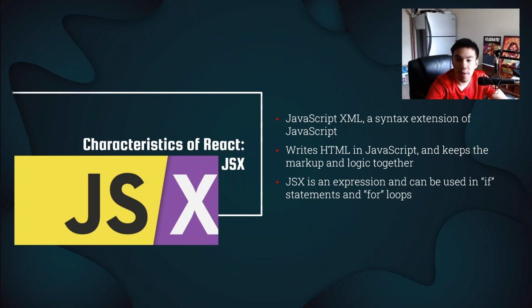It is faster than normal JavaScript as it performs optimizations while translating to regular JavaScript, and instead of separating the markup and logic in separate files, React uses components for this purpose. As JSX is an expression, we can use it inside of if statements and for loops and assign it to variables and accept it as arguments or return it from functions.